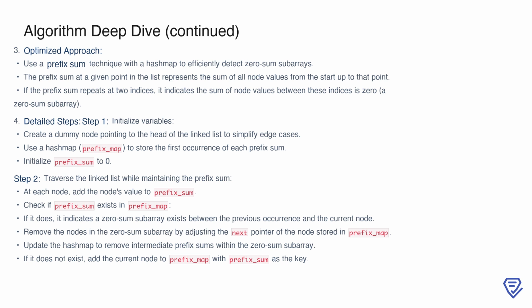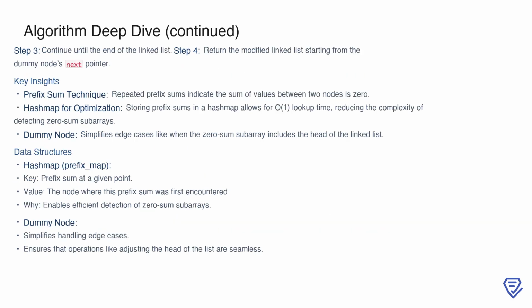If the prefix sum does not exist in the hash map, we simply add the current node to the hash map with the prefix sum as the key. The traversal continues until we reach the end of the linked list. Once the traversal is complete, we return the modified list starting from the dummy node's next pointer.